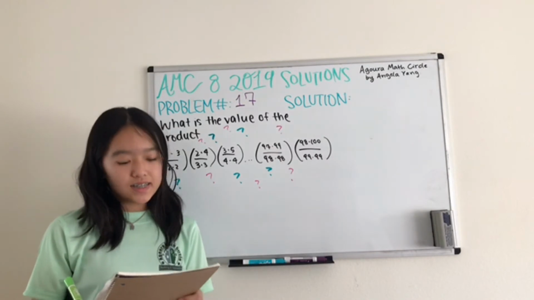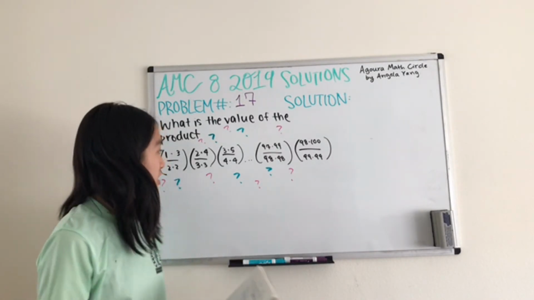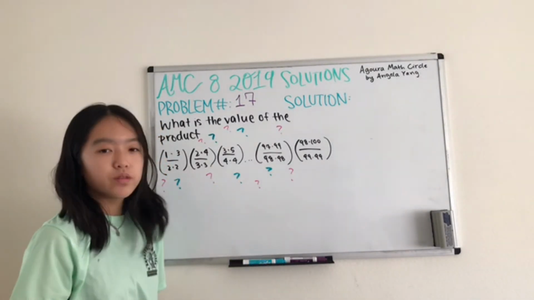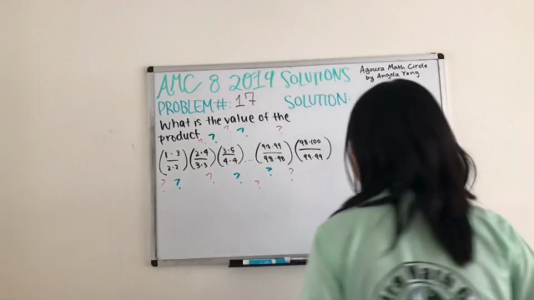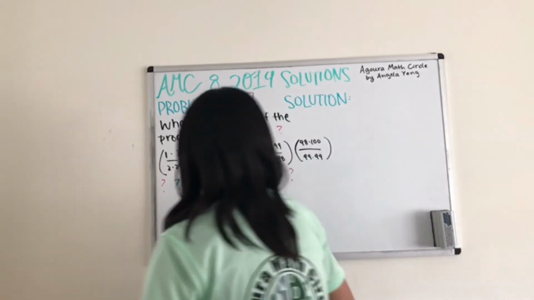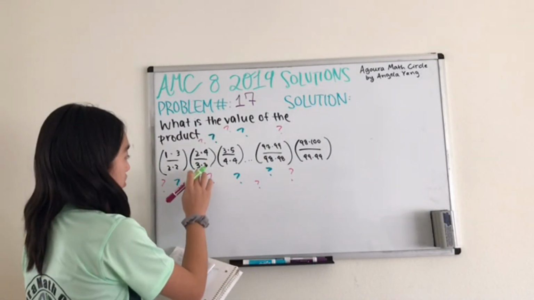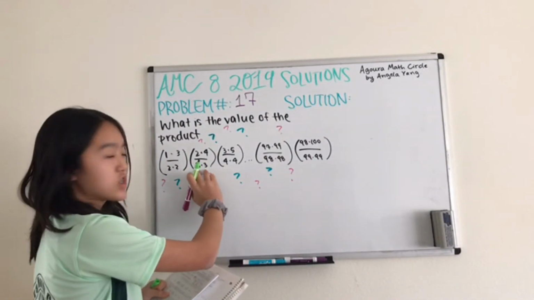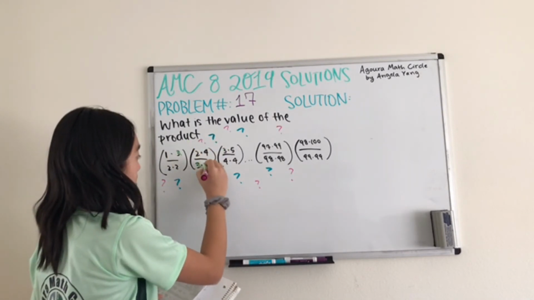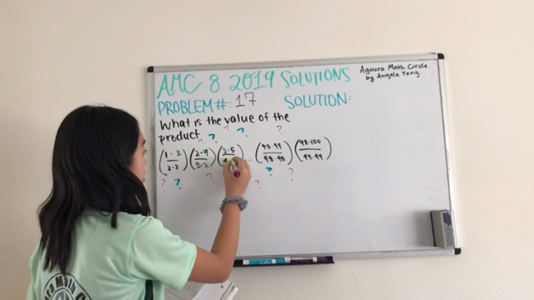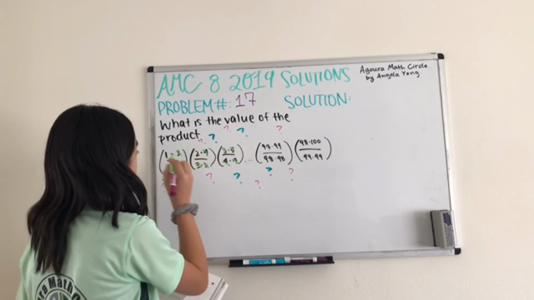Problem number 17 states, what is the value of the product? So in order to solve this, you just have to observe carefully and see the pattern. If you can see, there are always going to be two pairs of the number. There's going to be two versions of the number on the denominator and two on the numerator, so it'll just keep canceling out. And if you notice this pattern, you will see that everything basically cancels out.